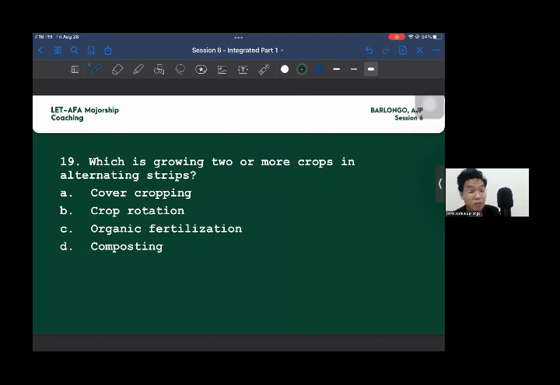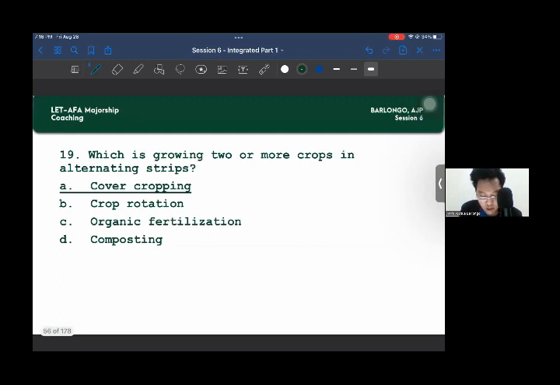Kanina, we've discussed crop rotation. So, ang crop rotation is not growing two crops in alternating strips. It is growing based on time, not on space. Kumbaga, ang question, yung tinatanong, yung ina-ask niya ay spatial, which means, wait lang, mag-drawing tayo. So, ang answer pala dito is letter A, cover cropping.